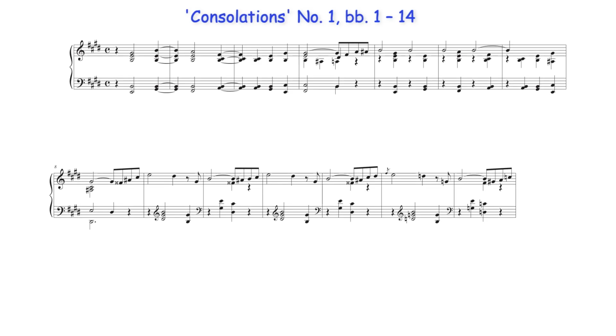Hi everyone. In these bars from the first of his consolations written in 1849, Liszt's underlying harmonic progression is fairly straightforward, but is occasionally obscured by notes which may be heard either as extensions of the harmony or as non-harmony notes.